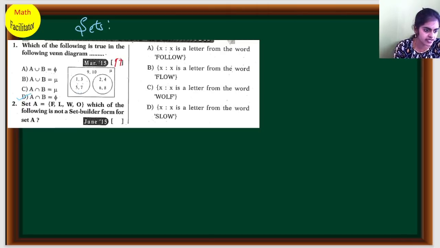So option D is correct. Right? Now set A is F, L, O, W. So you have the set F, L, W. Which of the following is not a set builder form of set A?